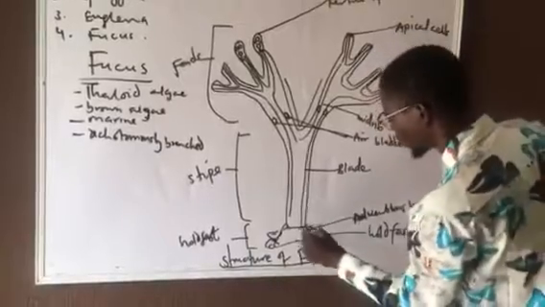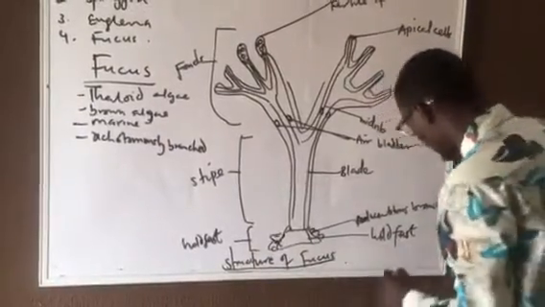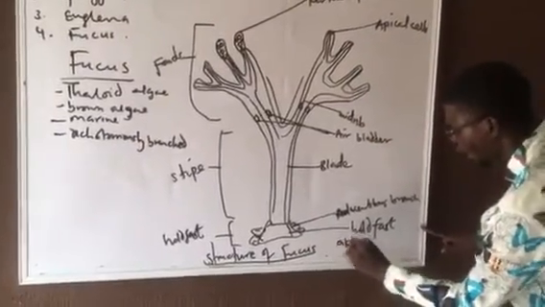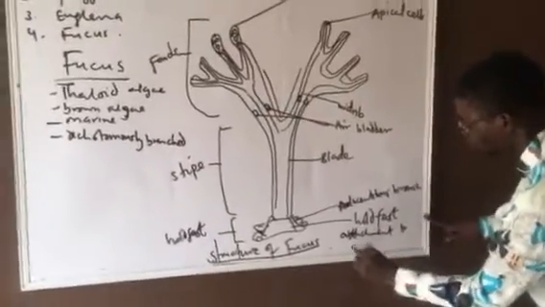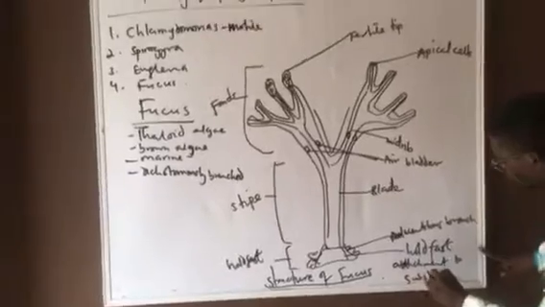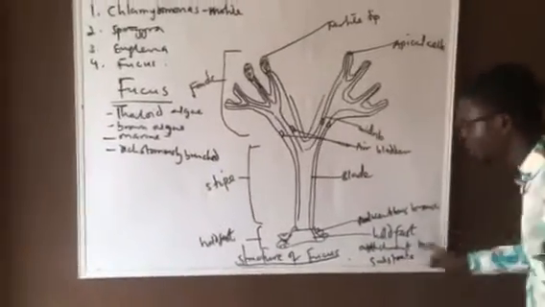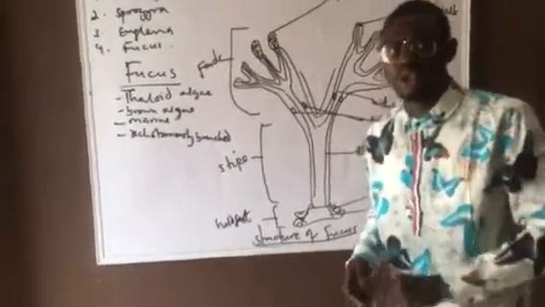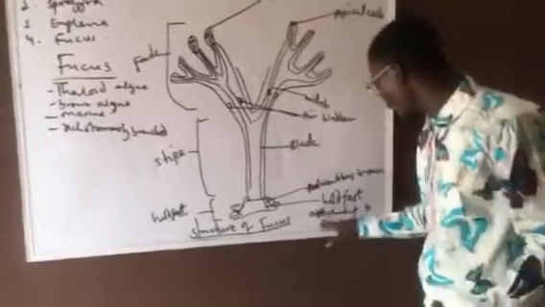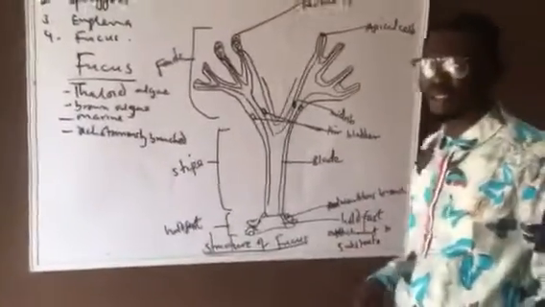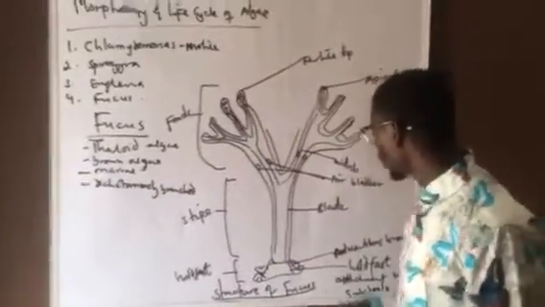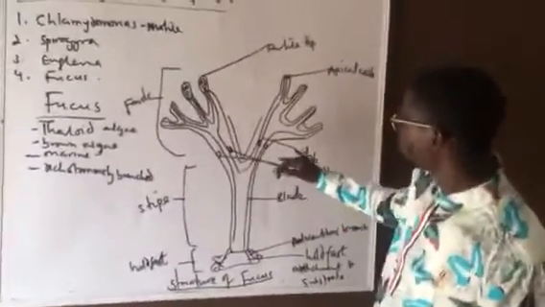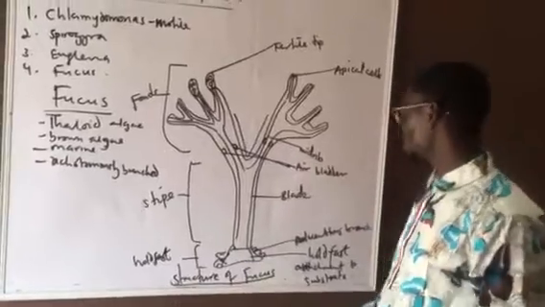So this holdfast acts as a structure for attachment to a substrate. So when you talk about FUCUS, they are attached to a substrate, and the structure that allows them to attach is the holdfast. That is the advanced group of algae. We also have the blade, and we have the midrib, which form the stipe.